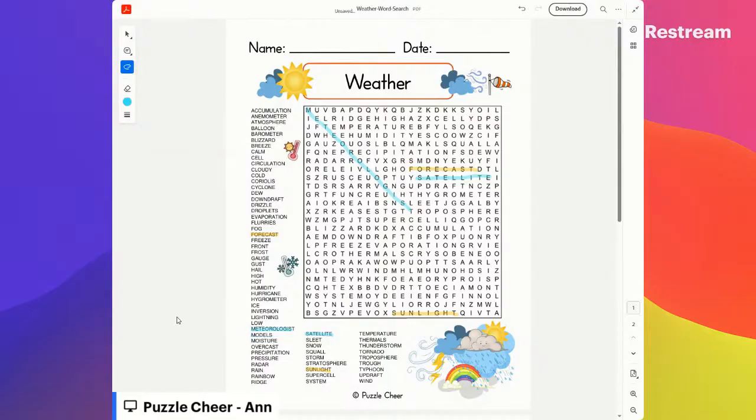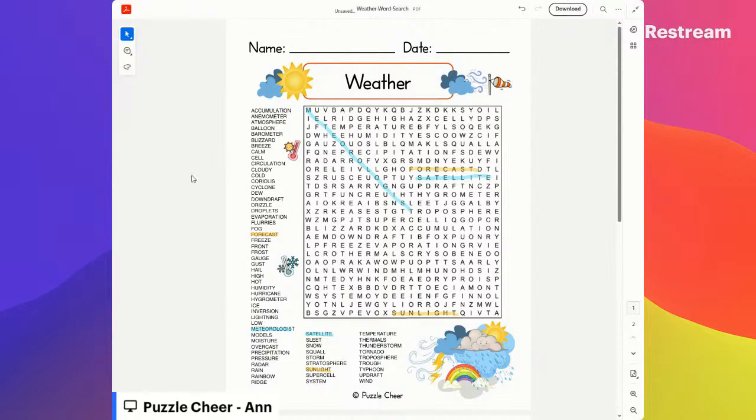And let's read a few more of our words. We have gauge, gust, hail, high, hot, humidity, hurricane, hygrometer, ice, inversion, lightning, low, meteorologist, models, moisture, overcast, precipitation, pressure, radar, rain, rainbow, ridge, satellite, sleet, snow, squall, storm, stratosphere, sunlight, supercell, system, temperature, thermals, thunderstorm, tornado, troposphere, trough, typhoon, updraft, and wind.